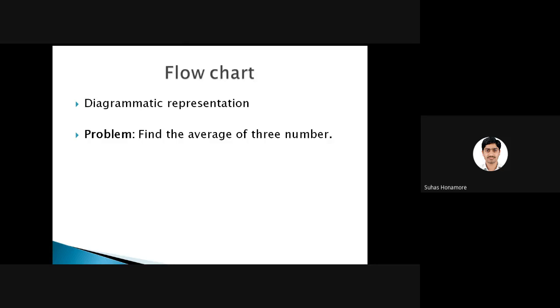Okay, so instead of doing that one, what we'll do is represent it using some diagrams. That diagram we'll call a flowchart. Here we'll use some representations. When you write one box, it means you are reading or not. So the same problem we'll take: the average of finding three numbers.